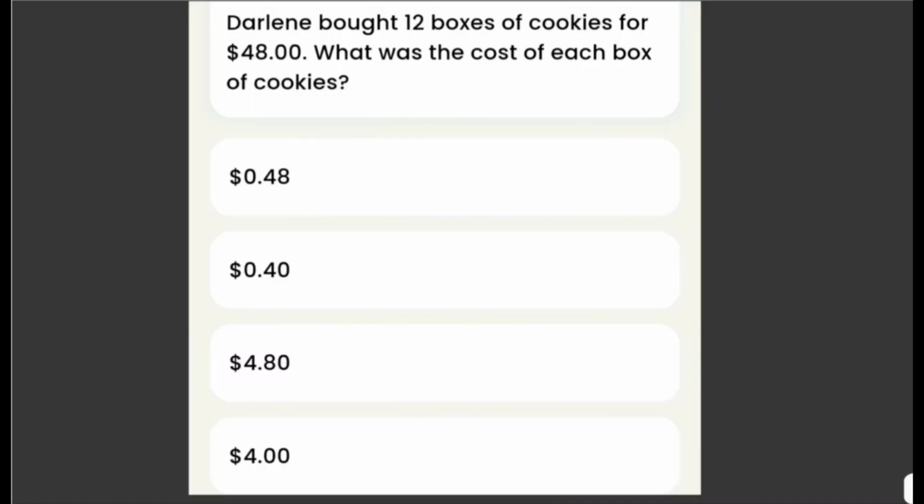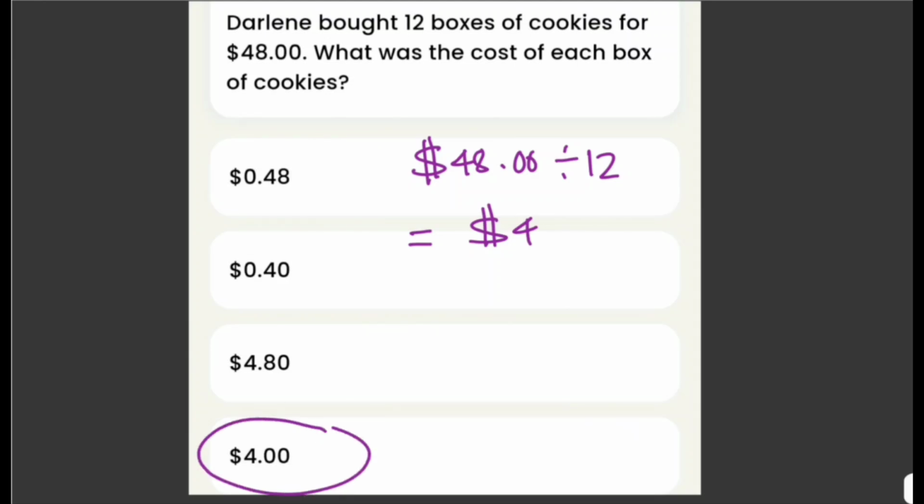Darlene bought 12 boxes of cookies for $48. What was the cost of each box of cookies? Now to solve this, we just have to divide the total cost by the number of boxes purchased to determine the cost per box. So that would be $48 divided by 12. And this would give us $4. So that was the cost of each box of cookies. The answer here is this one.